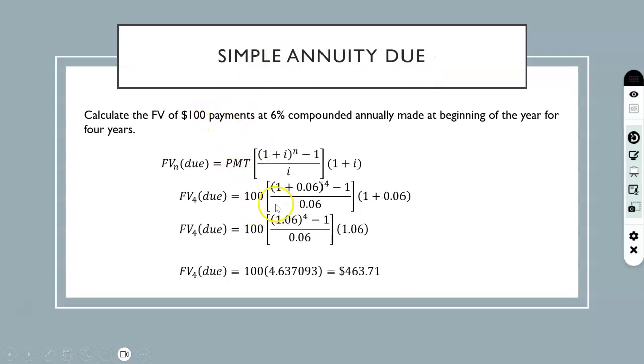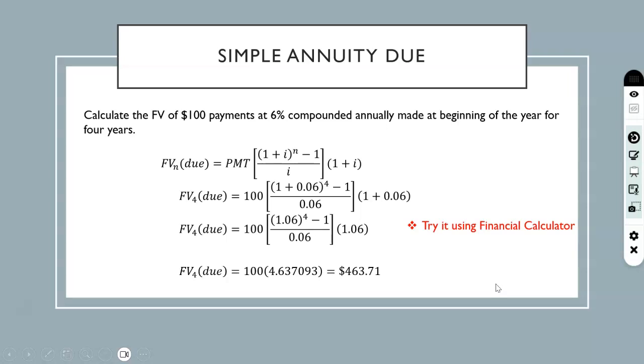Now we will identify the parameters given. You have to find the future value, where the $100 payment, that is PMT, is $100. I is 6% compounded annually, 6 over 1, and n is 4 years, every year for 4 years. So we will substitute that in this formula and, following the BEDMAS rule, we will calculate, so that we get 463.71. You can try it on your own and see whether you get the same result or not.